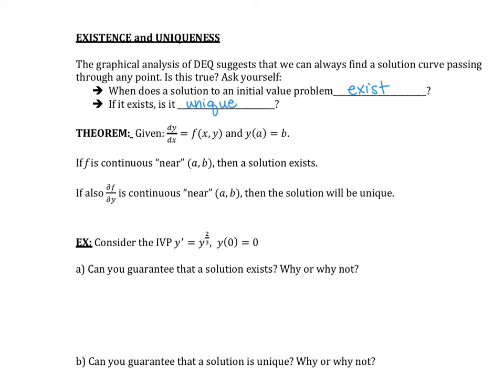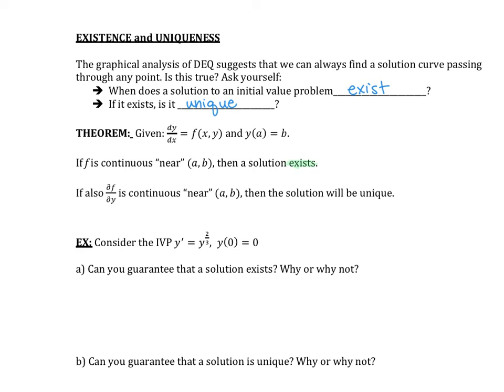Well, there's a theorem that says, let me back up. Given we have a differential equation that looks like this, dy over dx equals some function of x and y, and we have an initial condition y of a equals b. Then, if f is continuous near the point (a, b), then a solution exists. Okay? What do we mean by saying it is continuous near?